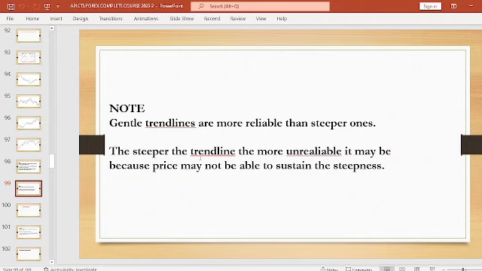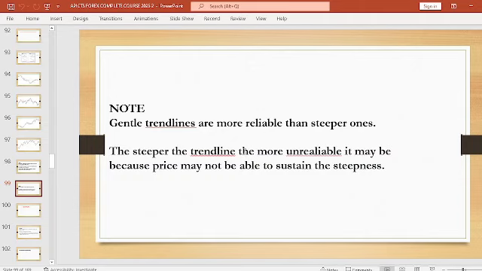Then we have the steeper the trend line, the more unreliable it may be because price may not be able to sustain the steepness. I usually like this in trendline breakouts because when the trendline is very steep, it will not take much time before it breaks. It will break, no doubt. It will soon break. It will not be respecting it all along. It will soon break when it's very, very steep.